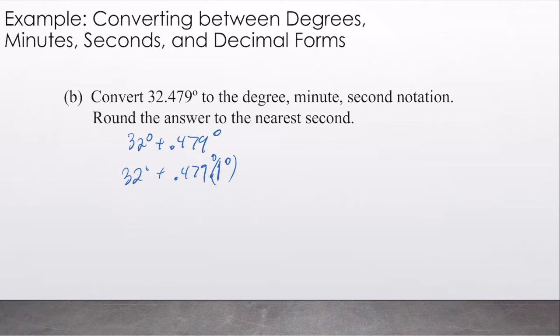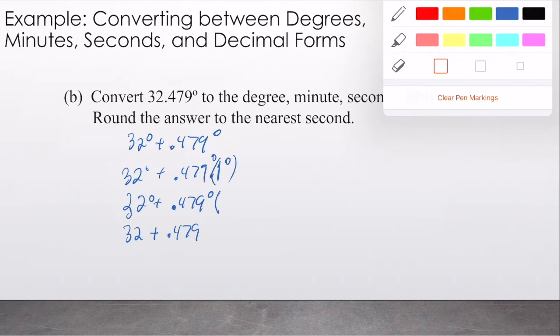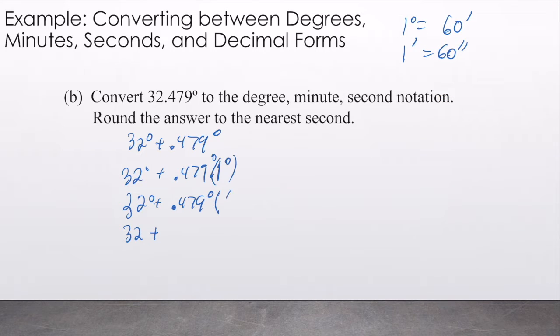So we've got 32 degrees plus 0.479 degrees, and I want to convert that to minutes. Well, remember, 1 degree equals 60 minutes, and 1 minute equals 60 seconds. So we're going to take 0.479 times 60 minutes. That'll convert it to minutes.